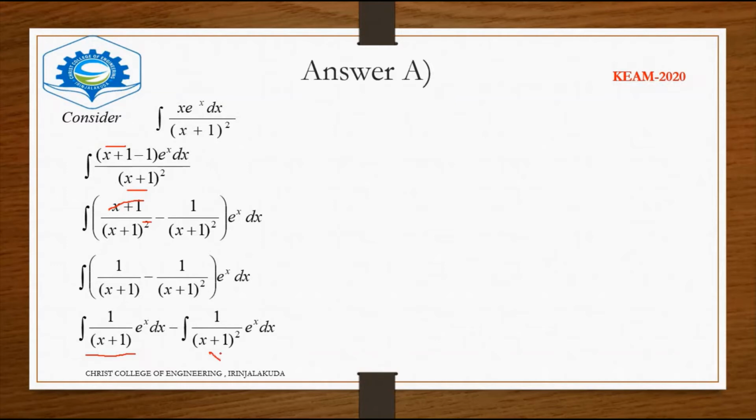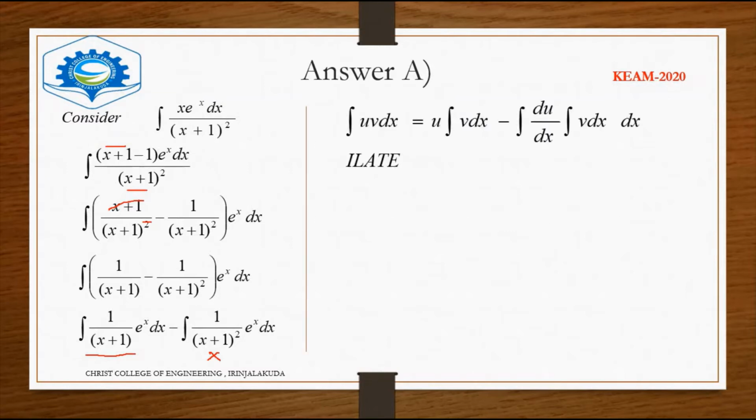But now I am not going to apply integration by parts for this second term. I will apply integration by parts for the second term later. Now only for the first term I am going to apply. Now what is the rule? Integral of u v dx equals u into integral v dx minus integral of du by dx times integral v dx, dx. Now try to remember this formula. And what does the rule say? ILATE. ILATE means I stands for inverse, L for logarithmic, A for algebraic, T for trigonometric, and E for exponential.